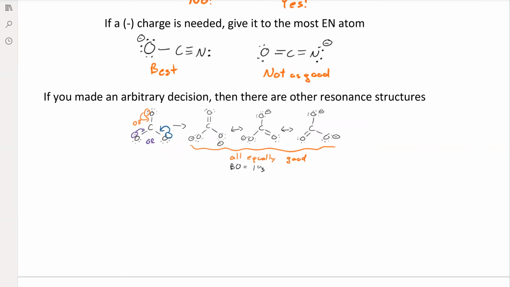And then finally, if you made an arbitrary decision, then there are other resonance structures available, right? So here's a step in the structure of carbonate. And in this step, our carbon does not have a filled octet yet. So we want to go ahead and make one of the lone pairs into a double bond. But we could pick any of these three oxygens, right? There's no reason to pick one or the other. So you're making an arbitrary decision, which means in real life, you're going to have a combination of all of these. So then you draw out all of these resonance structures. You fill in the formal charges. You note that they're all equally good. And so your real structure is a combination of the three with the bond order 1 and 1/3.